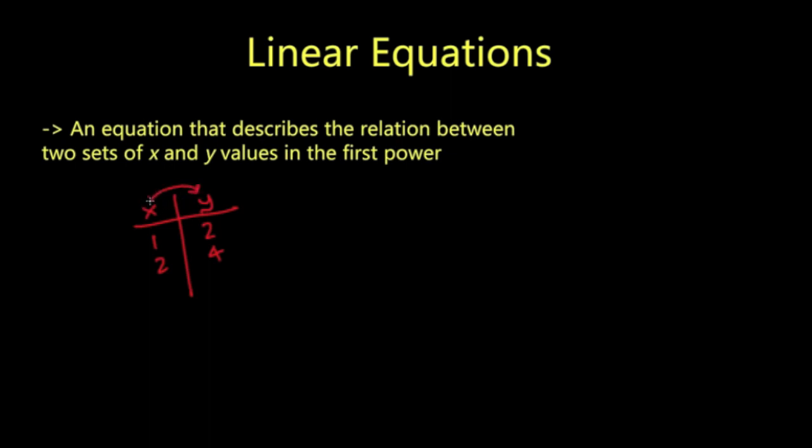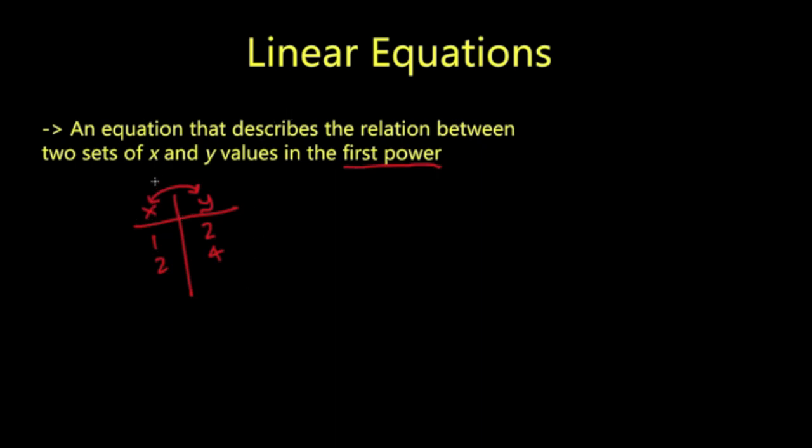It tells you what sort of relation they have, and it does it in the first power, meaning the equation you get for this will not be higher than the first power. You get no x squared or x to the fourth, anything like that. It's just going to be in the first power. That's all this means right here.